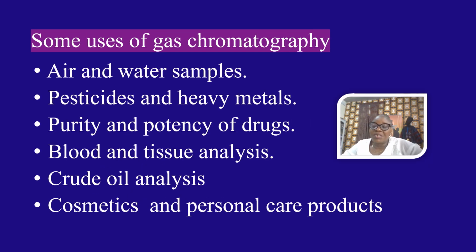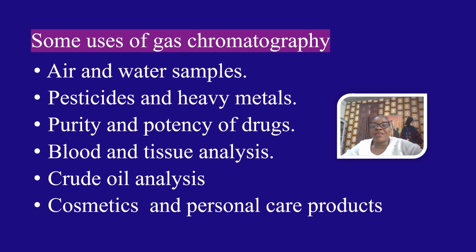Some uses of gas chromatography. Environmental monitoring: it is used to quantify and detect volatile organic compounds in air and water samples. GC is very important for water and air sample analysis. We use GC to identify and quantify contaminants like pesticides and heavy metals in soil samples. GC is also used to test for purity and potency of drugs. In pharmacognosy, it is very useful.